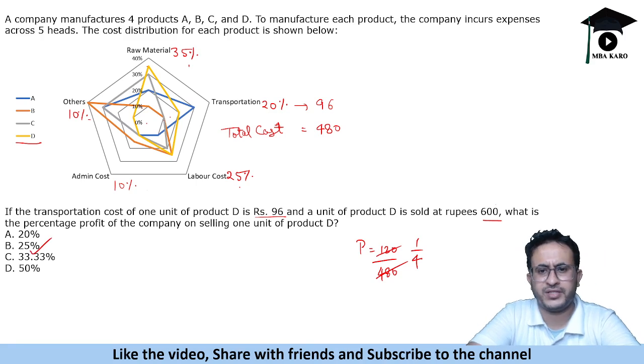So very simple question, just about reading the graph. In CAT, if you get these non-conventional graphs, the questions are going to be simple. Remember that if you pick the past year papers, you will see that the questions related to graphs are usually simple. You just need to know how to read the graph properly.